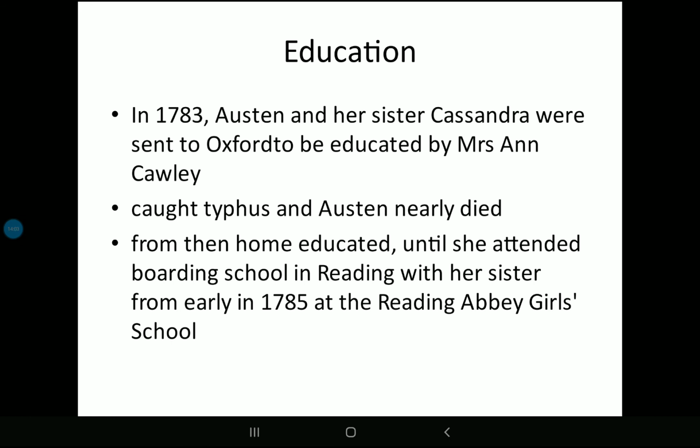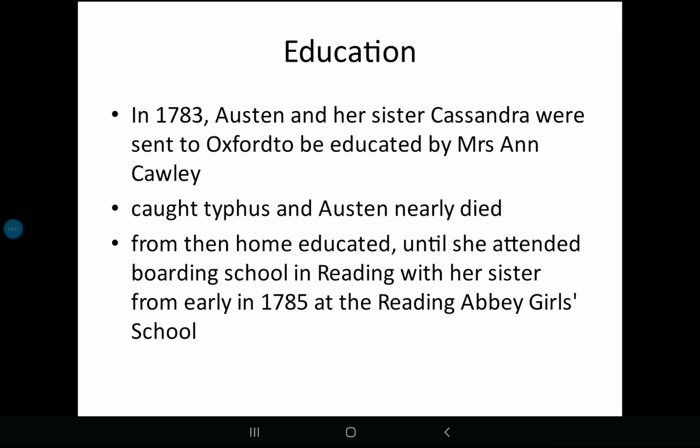Oh, there's a mistake. I forgot to give proper spacing. Oxford, to be educated by Mrs. Anne Cowley. Now, women's education at that time was not like today's. We have so many schemes going on right now. We have Purnashri, we have Beti Bachao, Beti Padhao, and the government is also pushing that women's education is a must. Girls should go to school. They should be provided education.